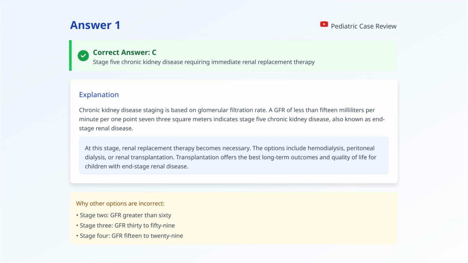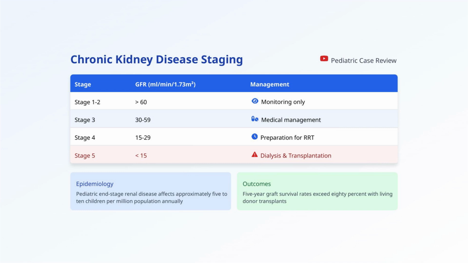The options include hemodialysis, peritoneal dialysis, or renal transplantation. Transplantation offers the best long-term outcomes and quality of life for children with end-stage renal disease. The other options are incorrect because they represent different GFR ranges. Stage 2 has GFR greater than 60, Stage 3 has GFR 30 to 59, and Stage 4 has GFR 15 to 29. This table provides a comprehensive overview of chronic kidney disease staging based on glomerular filtration rate.